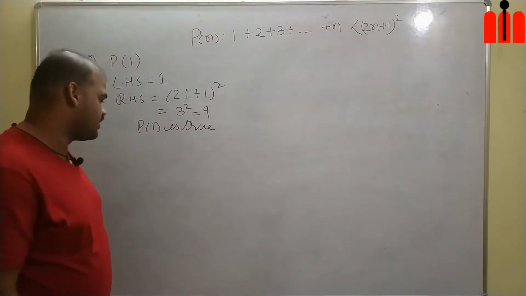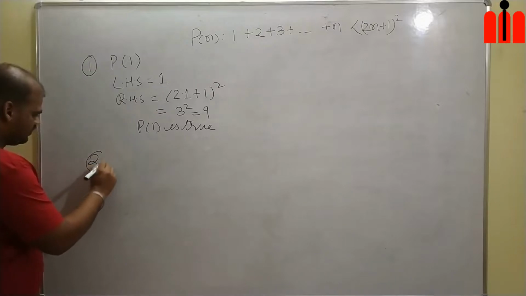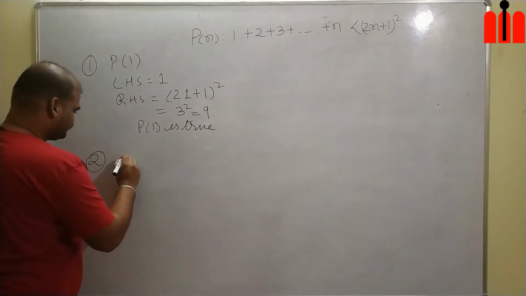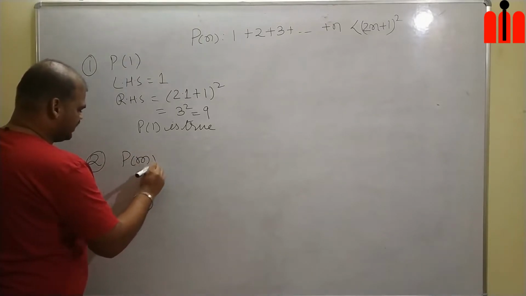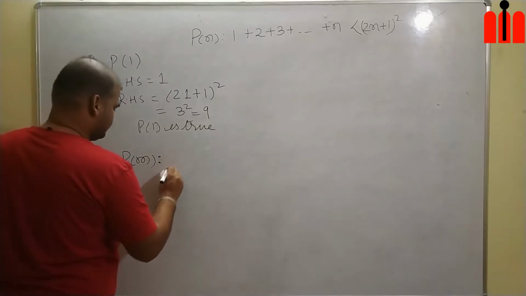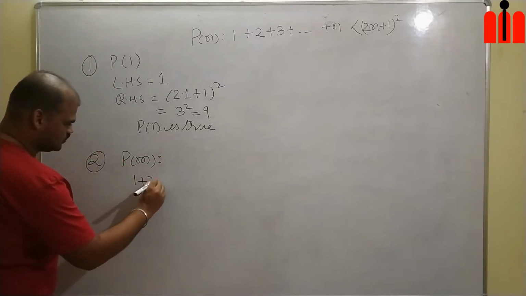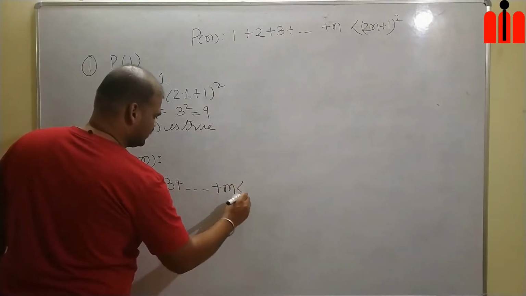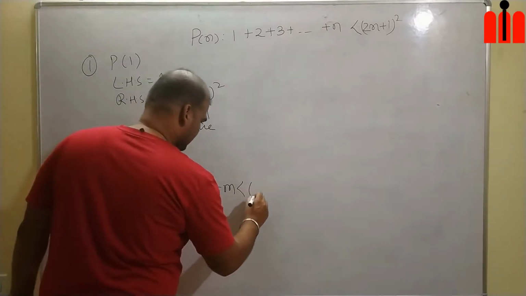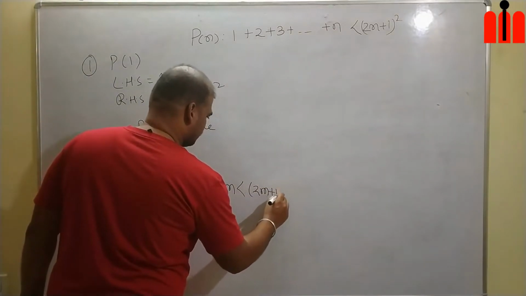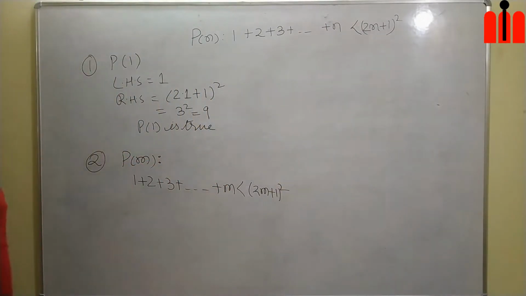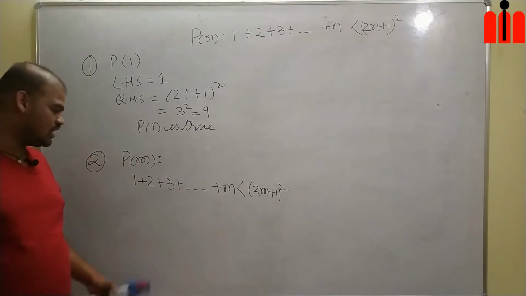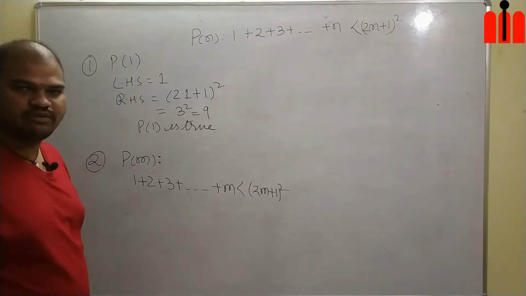What is my second step? My second step is to come up with the concrete statement. My concrete statement will be Pm. It will be written as 1 plus 2 plus 3 up to m is lesser than 2m plus 1 whole square. This is my Pm statement. As my check statement is true, I derived my concrete statement, which is my Pm statement.